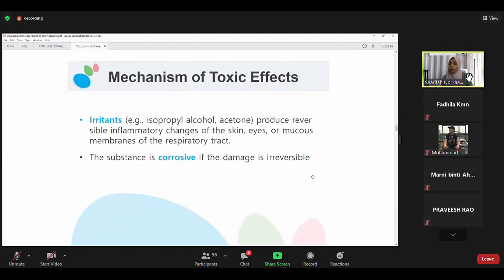It can cause. Do you have any experience being at the lab? Chemicals lab. Ada tak sesiapa? Do you have any experience before being at the lab? Or you don't have lab at all?